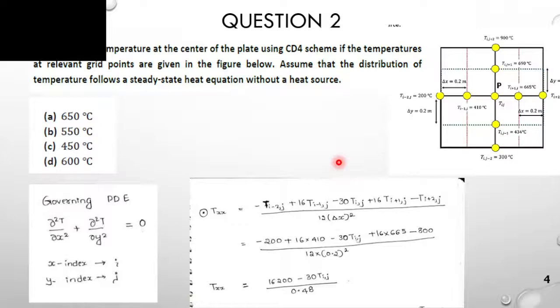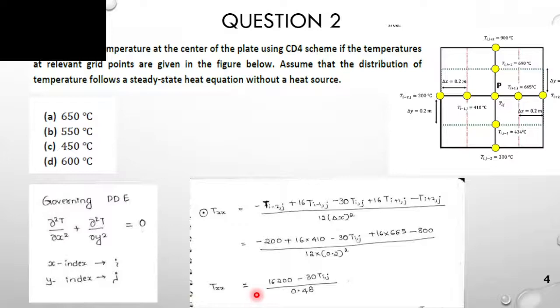For Tyy, I can similarly write the equation. Ti,j-2, Ti,j-1, Ti,j+1, and Ti,j+2, which is this y direction, which I am showing here. So you just need to add these temperatures with suitable coefficients, plus or minus whatever is there. And then let me know the value of this particular 16,200 which I am getting for Txx. What will you get in Tyy?